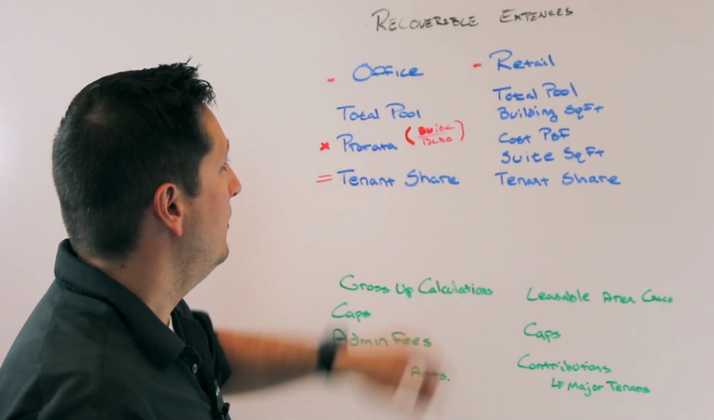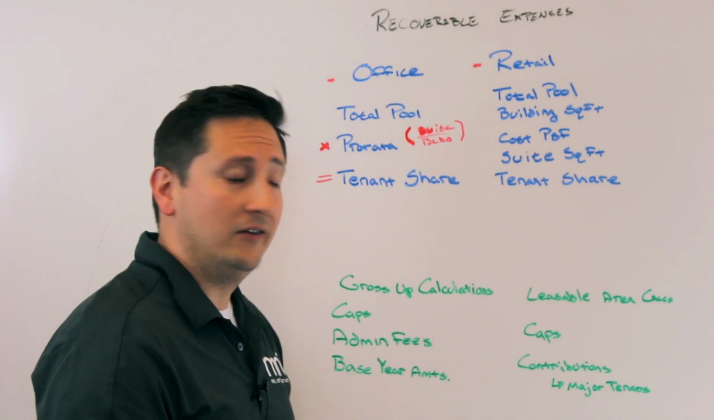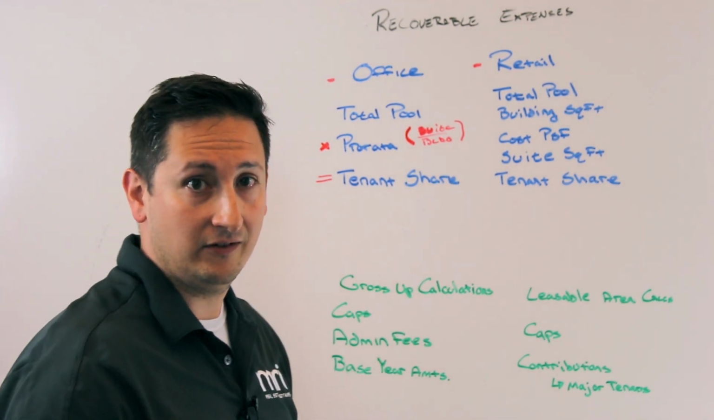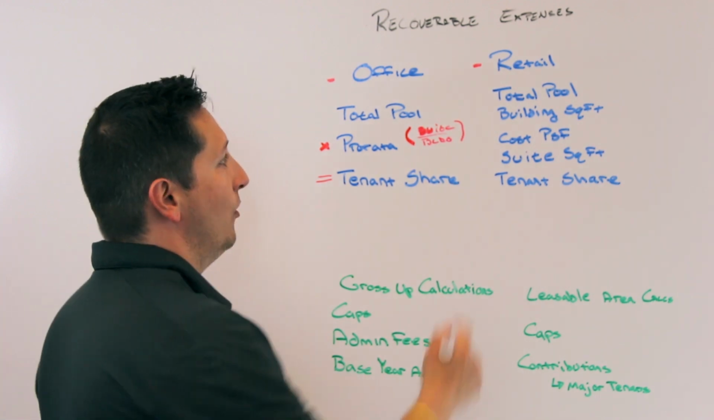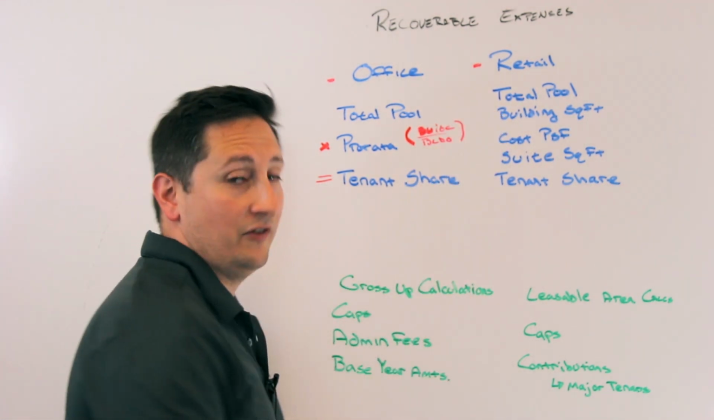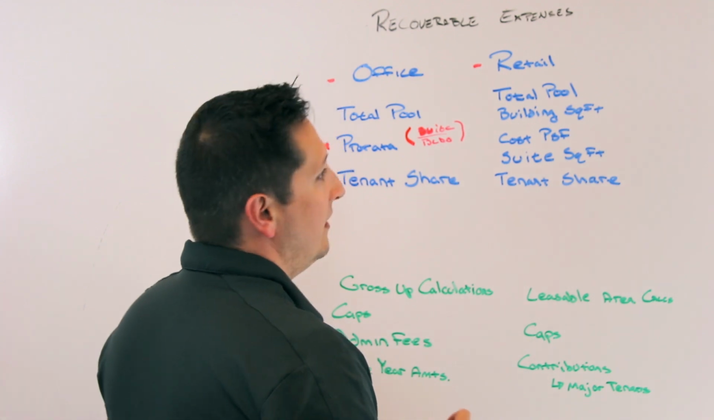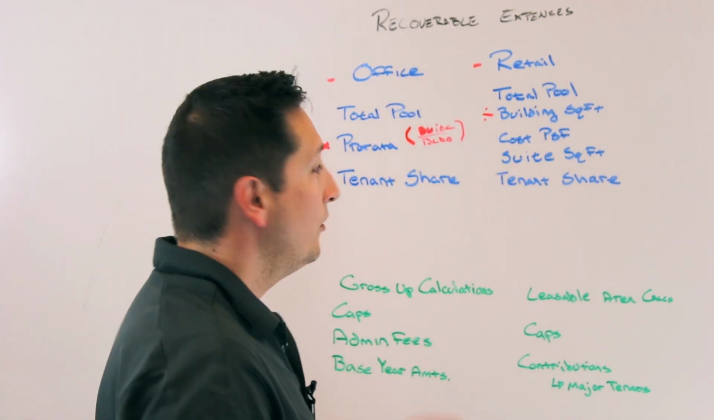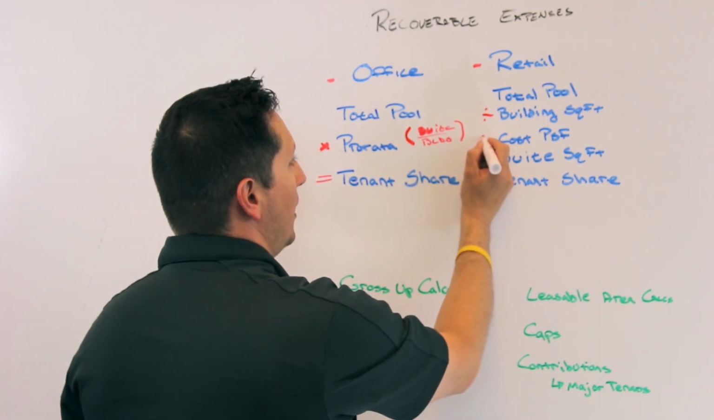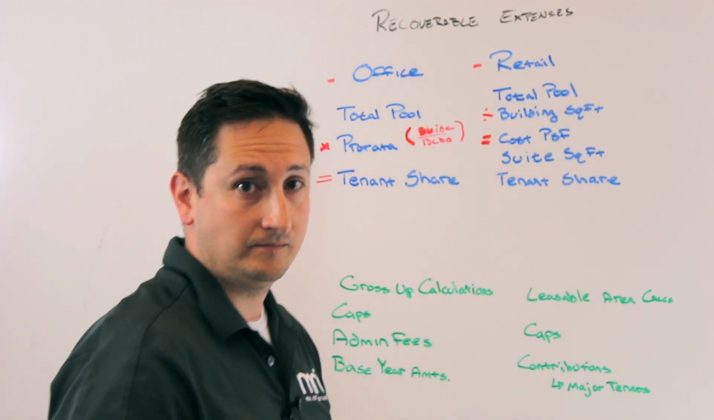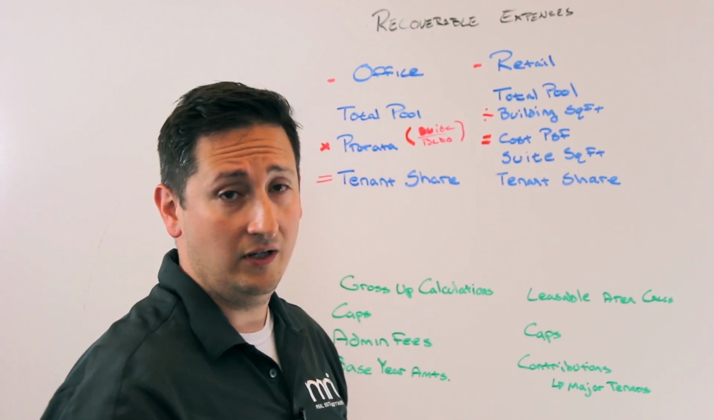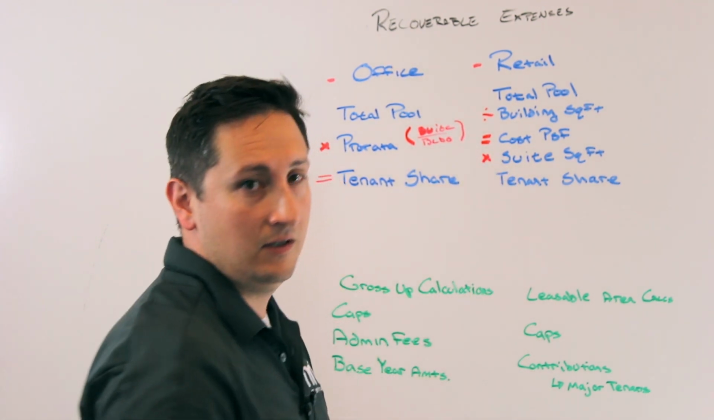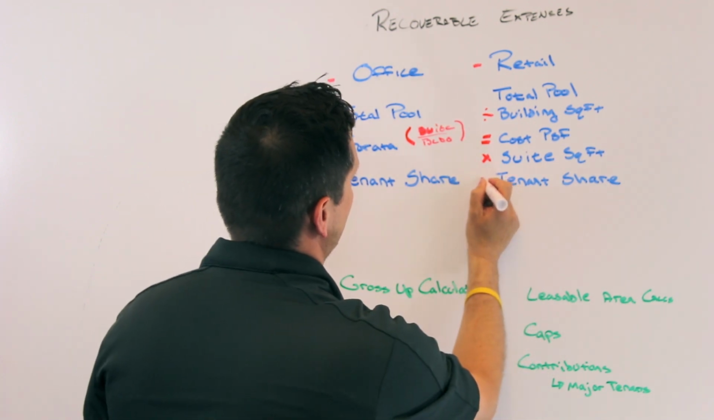When you look at retail, one of the reasons why people do this is you're calculating it more on a cost per square foot basis. So how do you get to that? Well, you start off with your total pool, just like the office calculation, and you divide that by your building square footage. Once you do that, you get to a cost per square foot number. You take that cost per square foot, you multiply that times the square footage of the suite, and you end up getting to the tenant share.